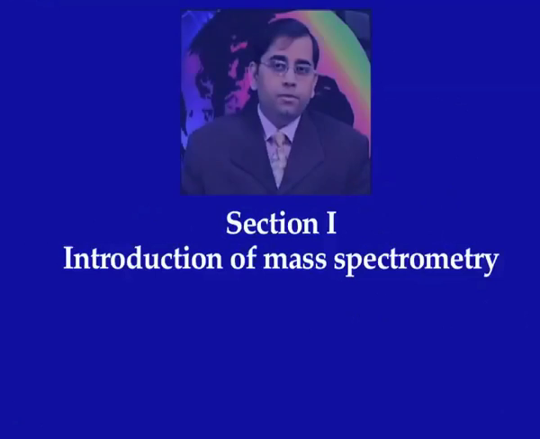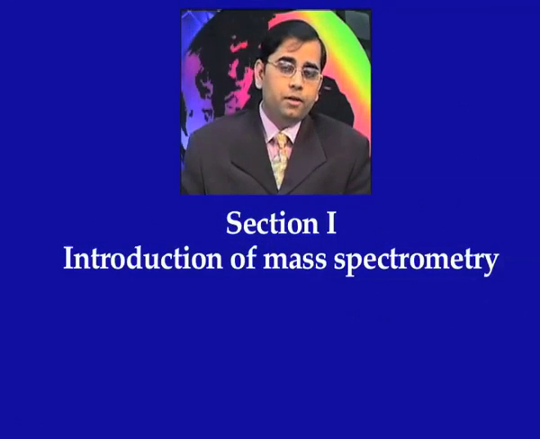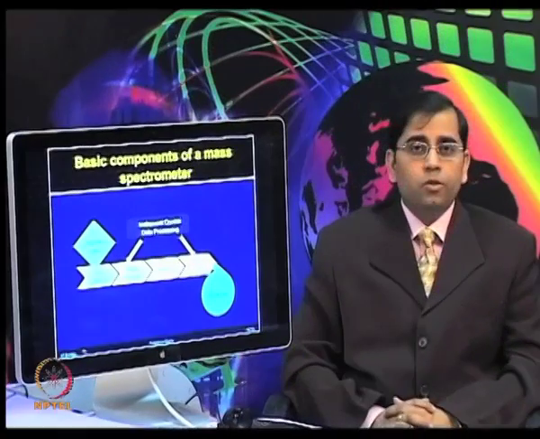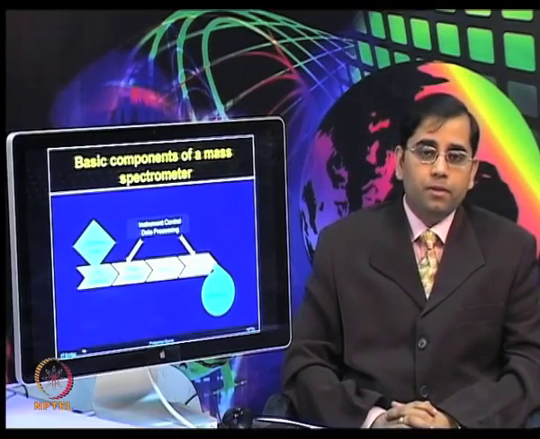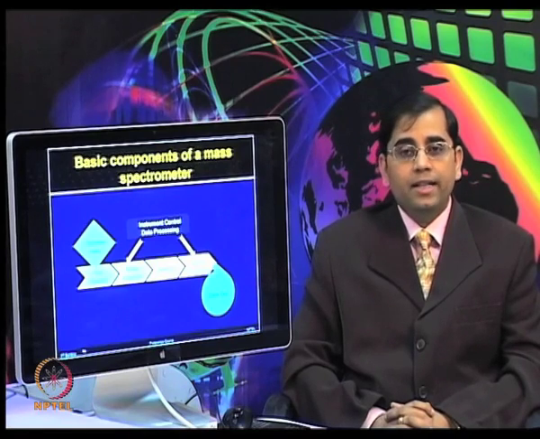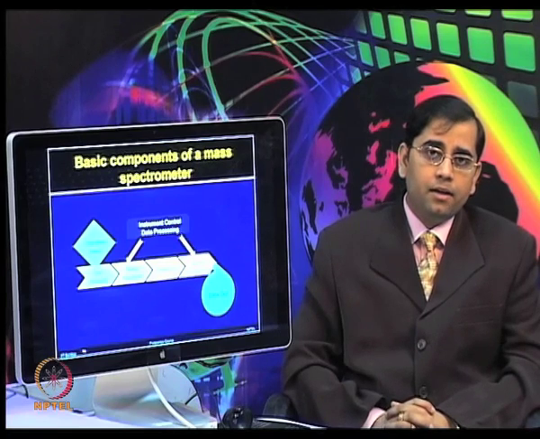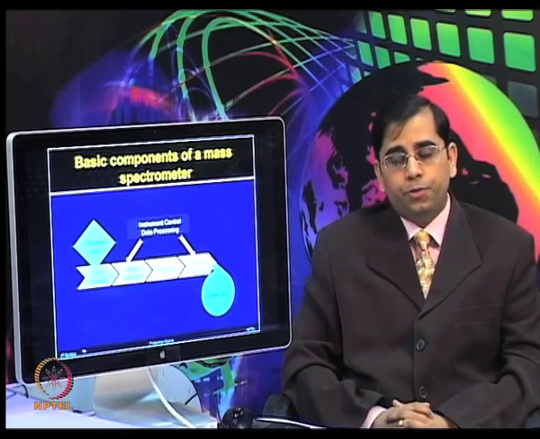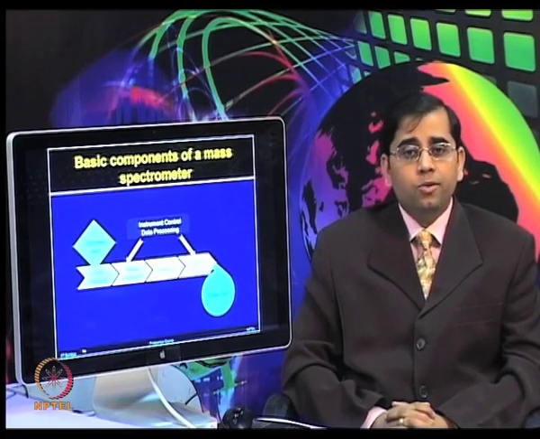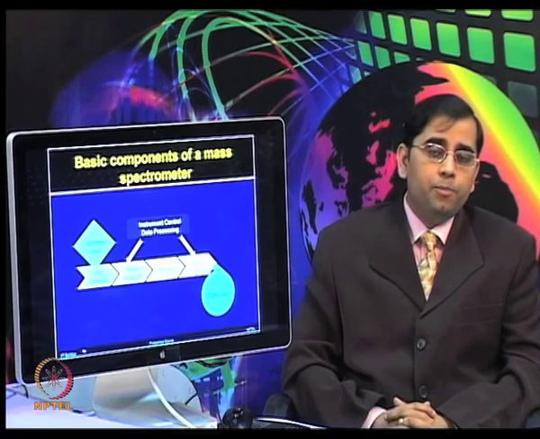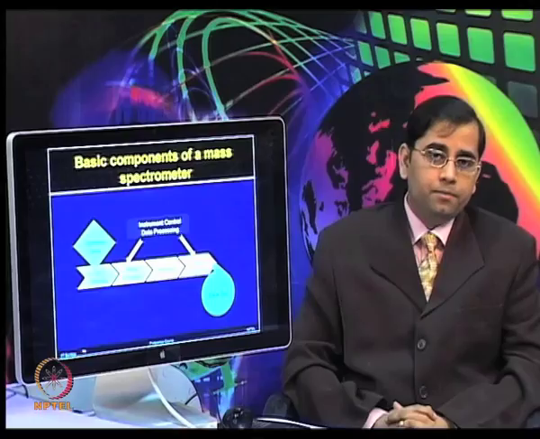Now, let us talk about different parts of the mass spectrometer. The major components include the sample inlet, ion source, mass analyzer, detector, signal processing components, and data output. Let us look at each of these components in a little more detail.